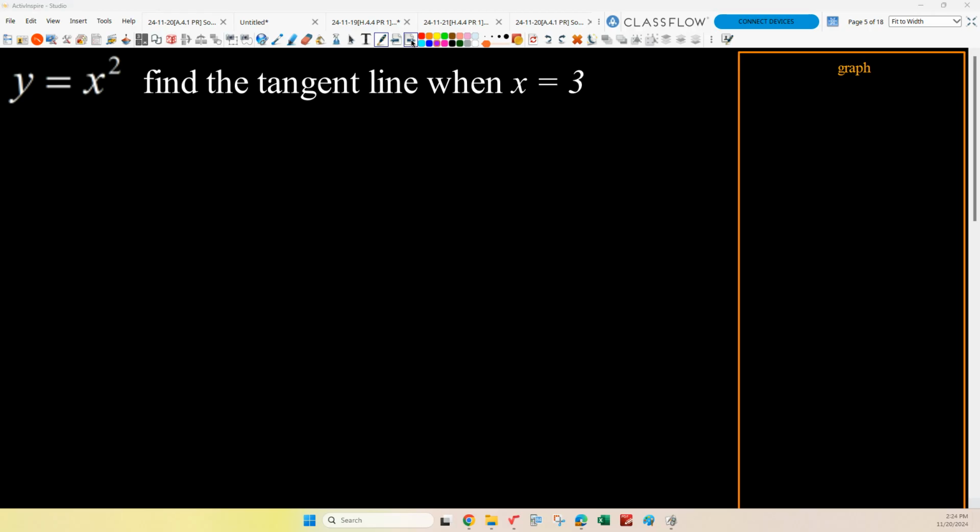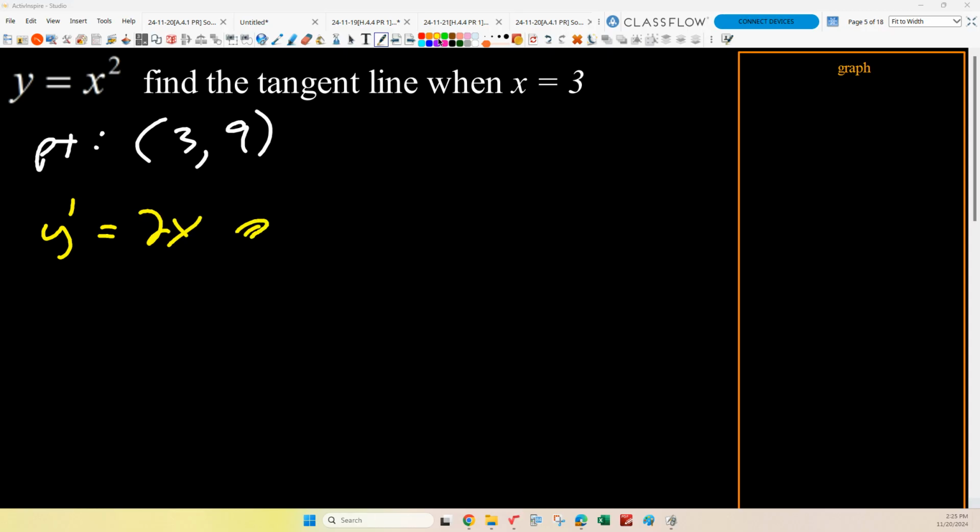So find the tangent line when x is 3. What would we do? We've got to find a derivative, right? We need a point and a slope, don't we? Well, what's the point? Let's do that real quick. 3, 9. Okay, piece of cake. We need a derivative. Okay, so y prime equals what? So then at x equals 3, what's the slope of the tangent line? 6. Okay, and we got a point, we got a slope.